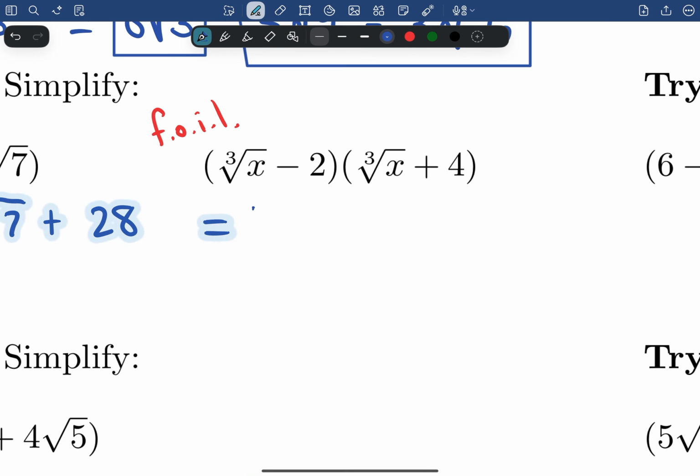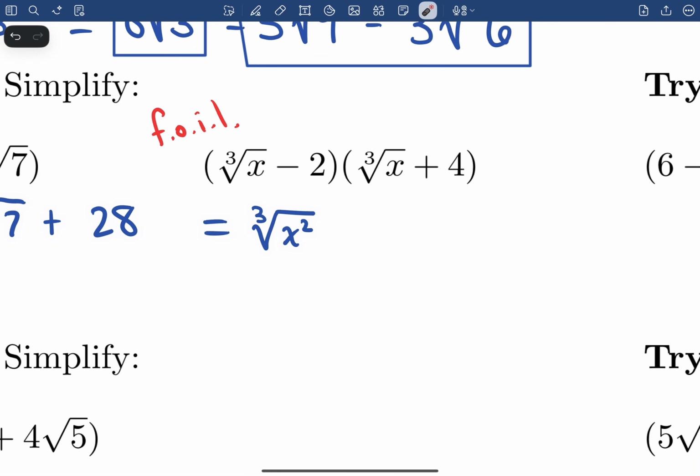Well, that gives me the cube root of x squared, right? I'm using the product rule. I'm just taking x times x and putting them inside of the same cube root. Okay, moving forward, now that I've multiplied the first terms together, I'm going to multiply the outer terms together.